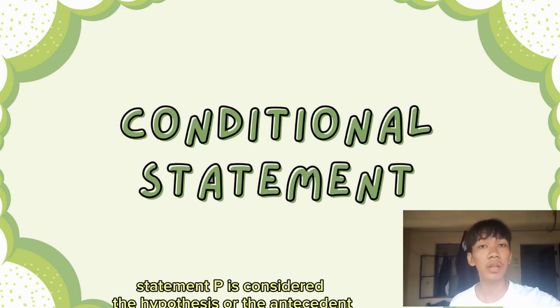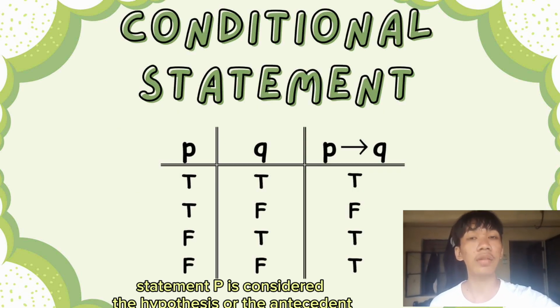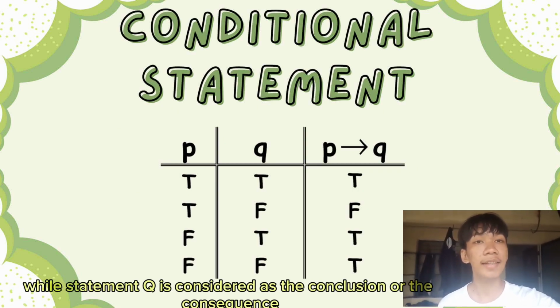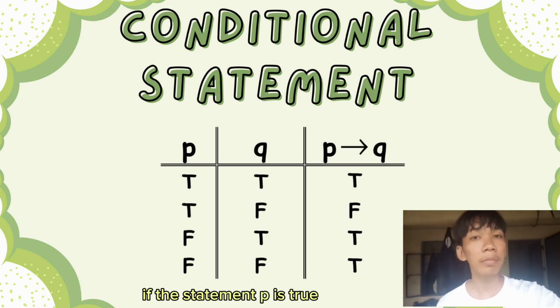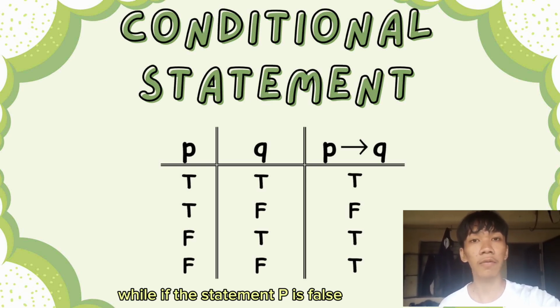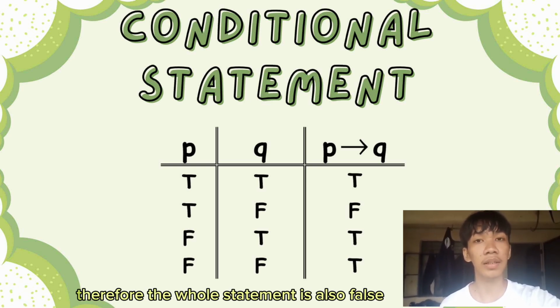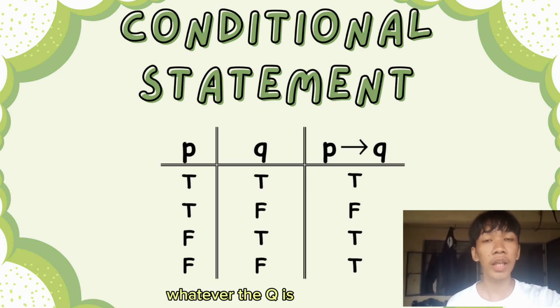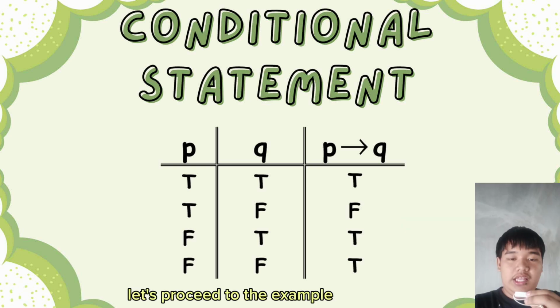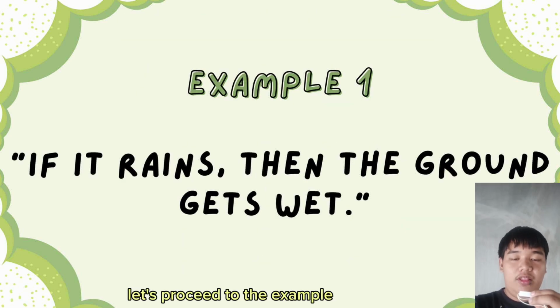Statement P is considered the hypothesis or the antecedent, while statement Q is considered the conclusion or the consequence. If the statement P is true, therefore the statement Q is also true. While if the statement P is false, therefore the whole statement is also false. Whatever the Q is, if the P is not true, therefore the Q is also not true. Let's proceed to the examples.